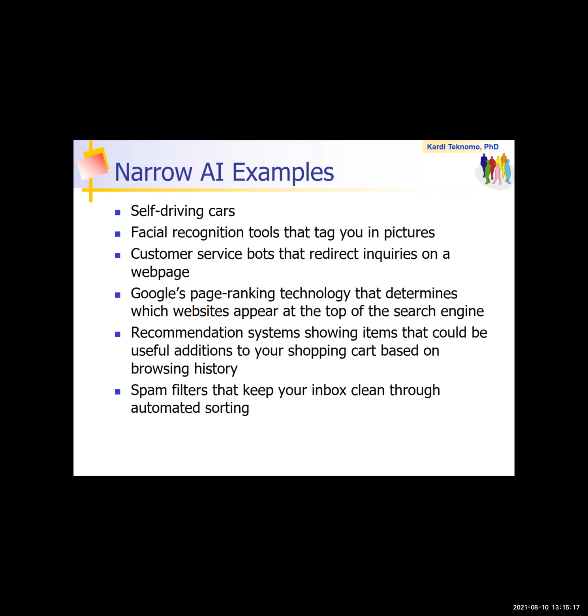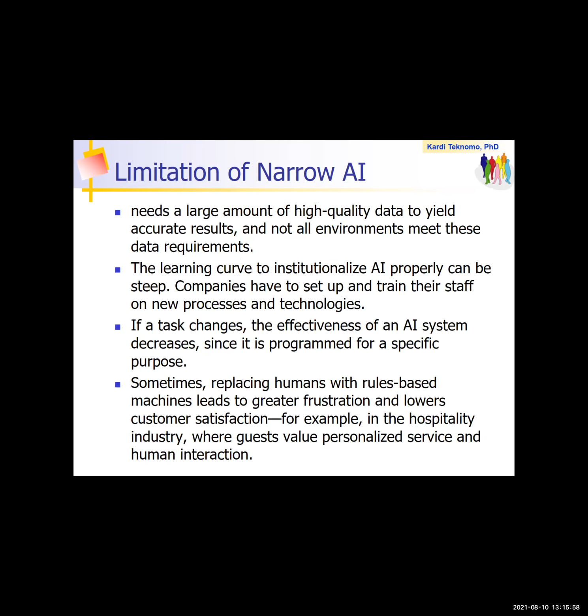Okay, so these are narrow AI examples: self-driving cars, facial recognition, customer service. Google does a pretty good job of searching websites. Some recommendation systems also do a very good job of making you buy more in your shopping cart. The spam filter is also pretty good right now compared to many years ago. So these are all AI that can work. The limitation of narrow AI is that it usually needs a large amount of high-quality data to get a good result, and that's why data is now considered gold. I will explain more detail about this later.